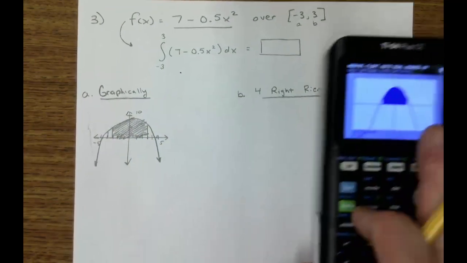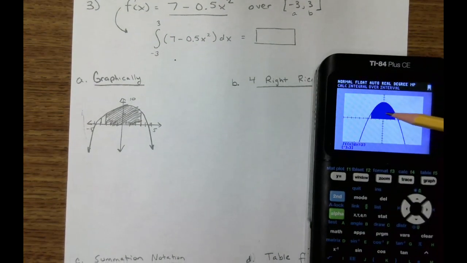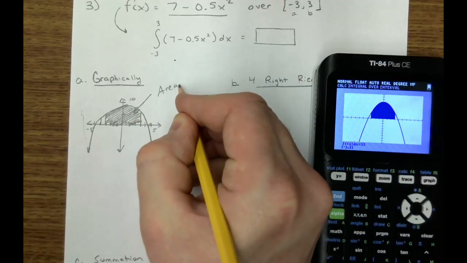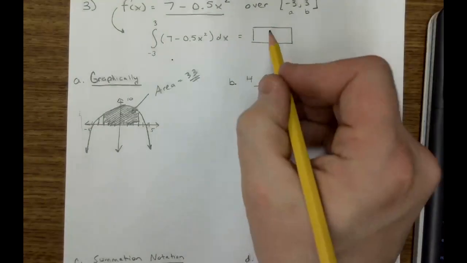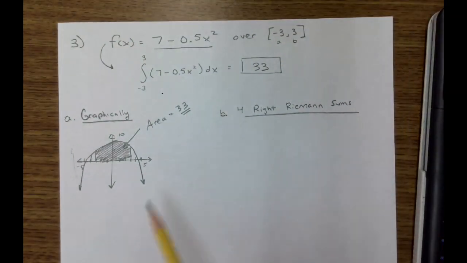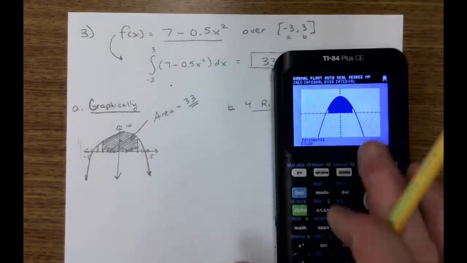Now, the nice thing about this is your calculator also gives you the answer when it does this. It shades it and does the work for you. The answer here is 33. This area, if I were to find the area underneath that curve, we know what it is. It's 33. That is the answer to our integral. Everything we're doing for the rest of this paper is to get to this number 33. All right, so we have it on our calculator.